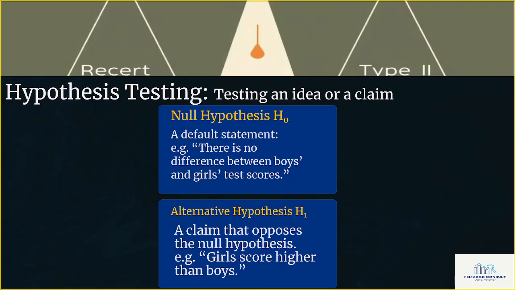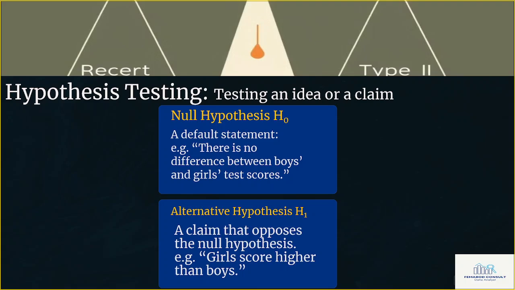There is no difference between boys and girls test score. That's a hypothesis. So this is the default. Now you can carry out research to confirm if this statement is true or false. And that is where statistical tools come in, which is part of what we are going to talk about tonight. Then there's also the alternative hypothesis.